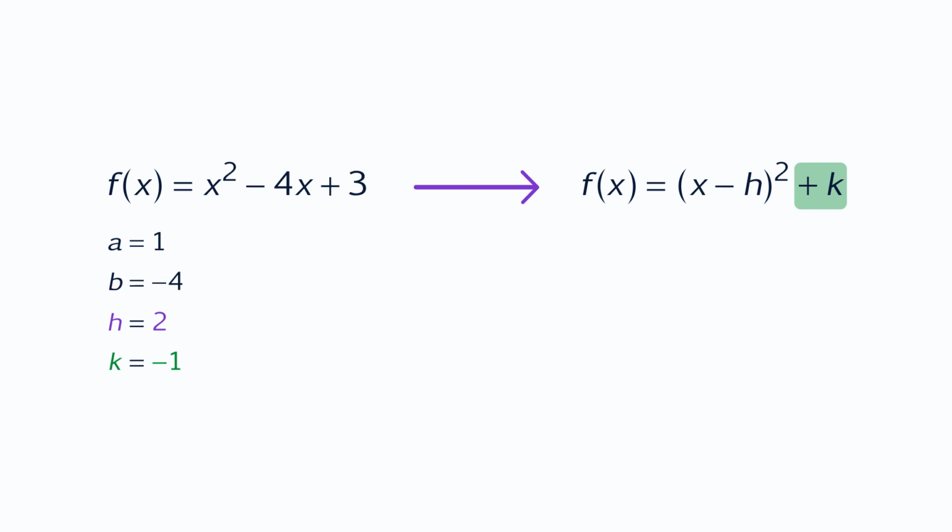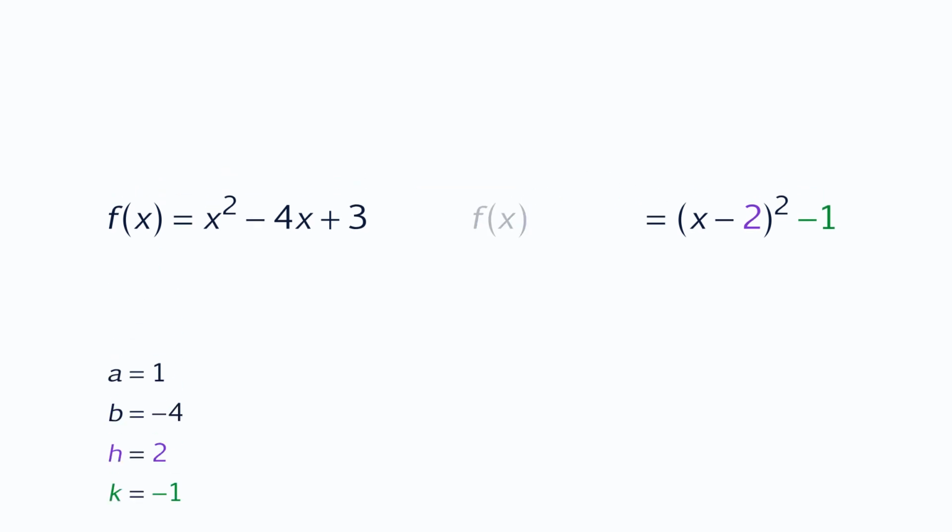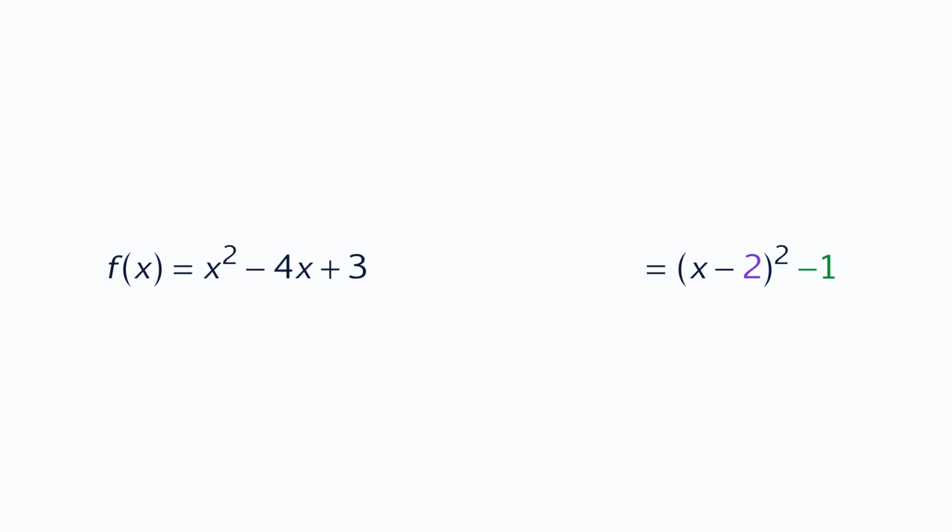The last step is to insert h = 2 and k = −1 into the vertex form f(x) = (x − h)² + k. So the function f(x) = x² − 4x + 3 = (x − 2)² + (−1). The last term can be written as just −1 instead. So your final answer is (x − 2)² − 1.